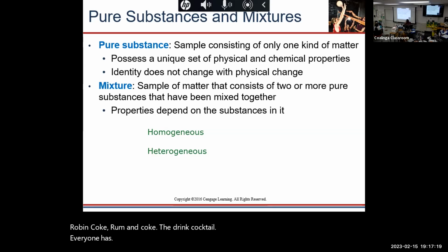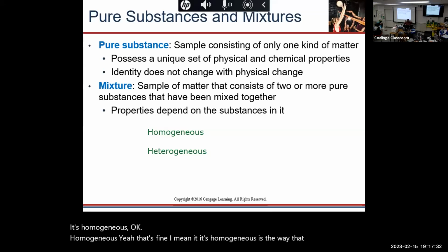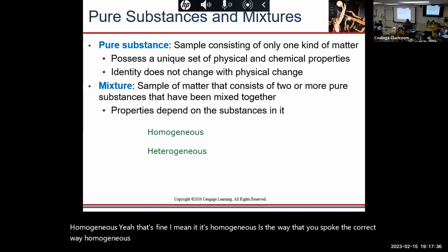It's homogeneous. Okay, I keep wanting to say it a different way. Homogeneous. That's fine. Homogeneous is easy to remember. Yes. Can we say that?